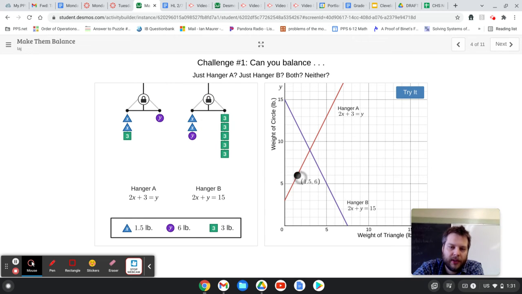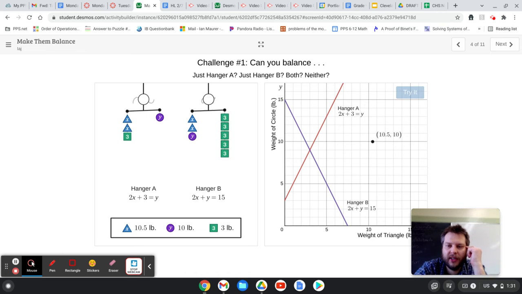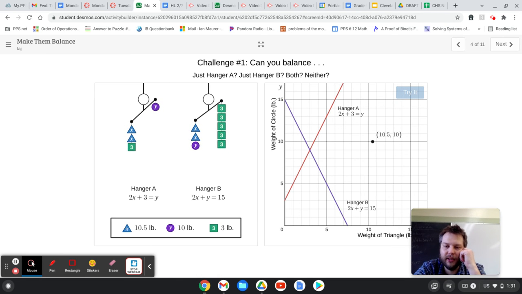Similarly, if I put the dot on the intersection, that's the solution to the system because it's on both lines. So if it's on both lines, it's the solution to both equations. That's what we mean when we say the solution to the system. Is it possible to balance both? Yes. Is it possible to balance neither? Absolutely. Put the dot somewhere that doesn't touch either of the lines and neither balance. Neither hanger will balance.